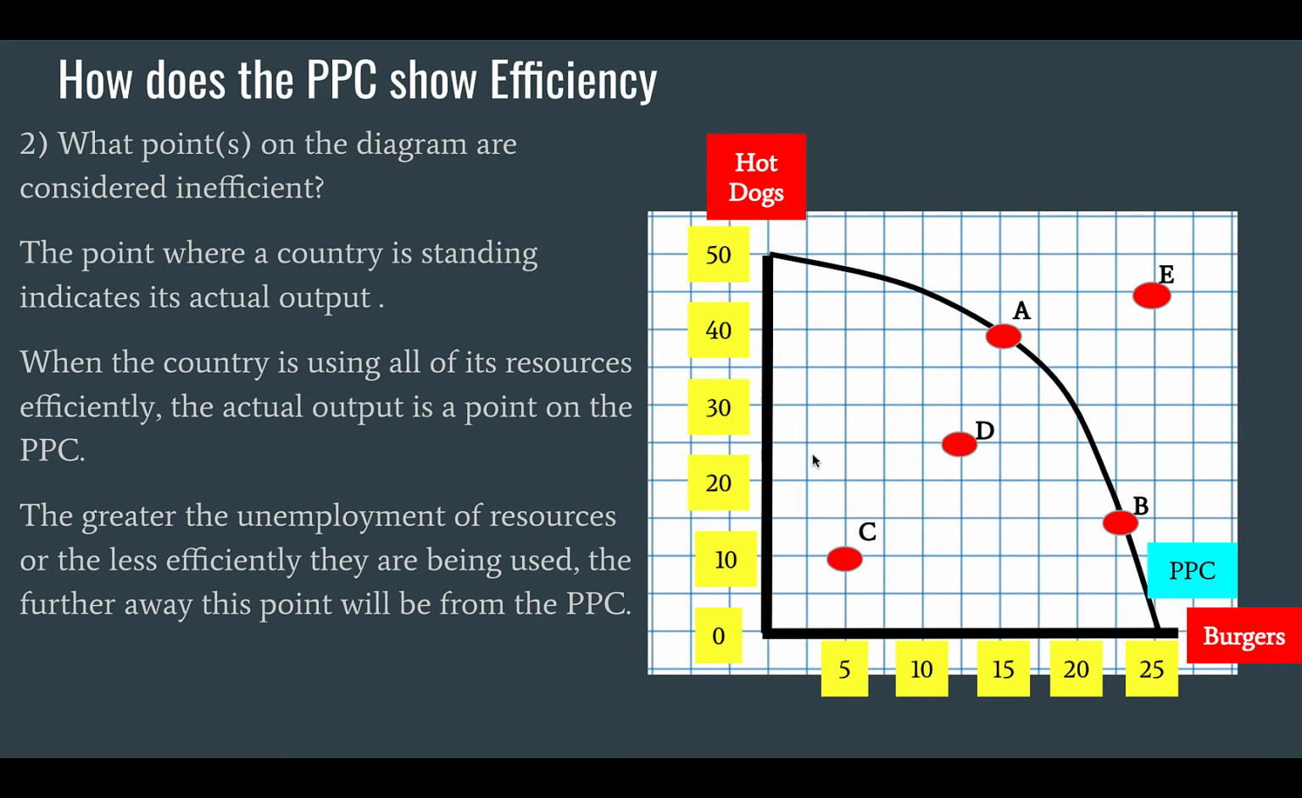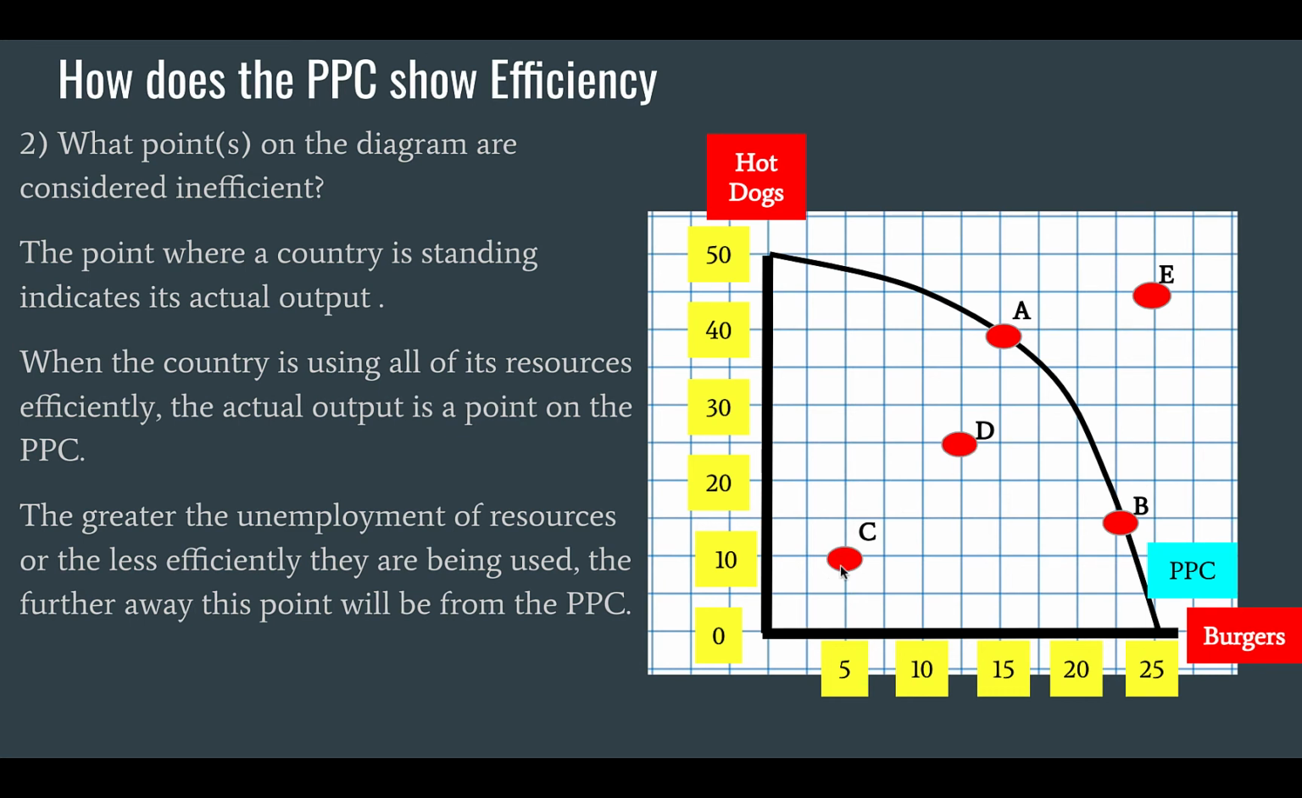Now, as we can see, for points C and D, that's below the potential output. What defines potential output is essentially our factors of production and using all of our factors of production efficiently. So when a country is using all of its resources efficiently, the actual output is a point on the PPC, any point on the PPC. And the greater the unemployment of resources, or the less efficiently they are being used, the further away this point will be from the PPC. And when I say away, I mean left and down.